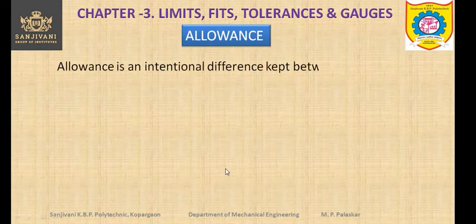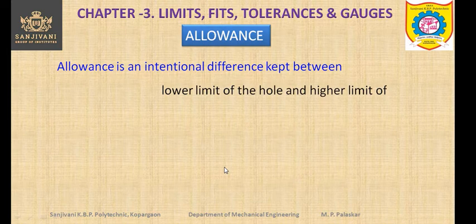Now next we are going to study allowance. So what is allowance? Allowance is an intentional difference kept between the lower limit of the hole and the higher limit of the shaft. When we talk of allowance, we have to consider both the hole as well as the shaft. Till now we were considering hole separately and shaft separately. But when we are talking about allowance, we have to consider the hole and the shaft together. So some difference is kept intentionally between the lower limit of the hole and the higher limit of the shaft.